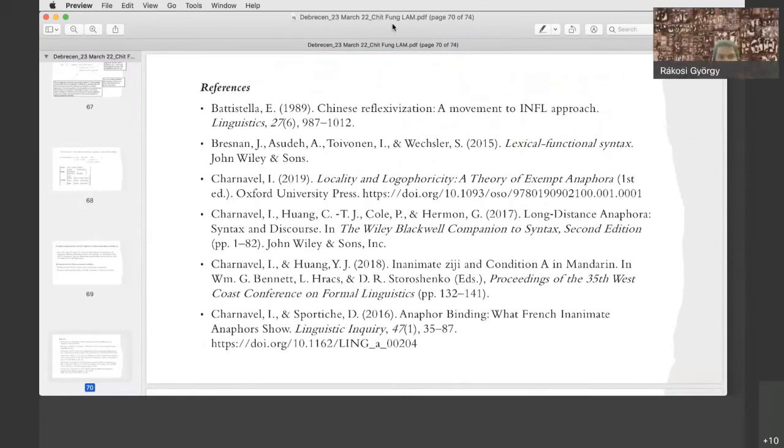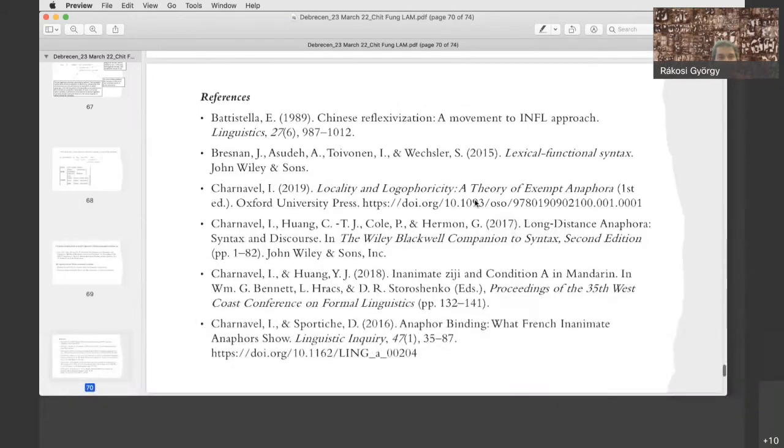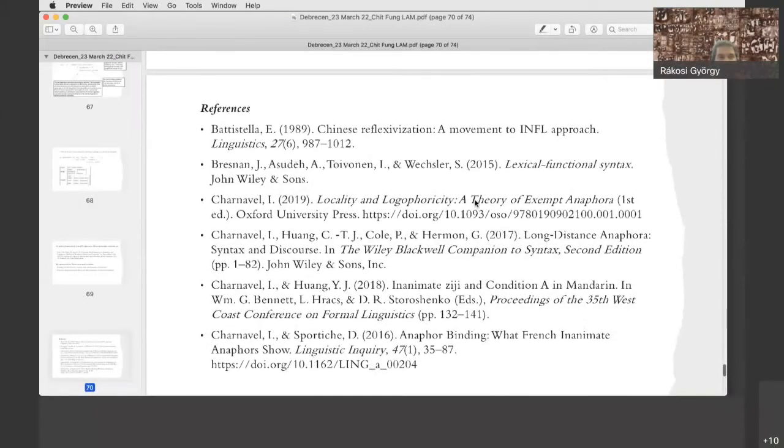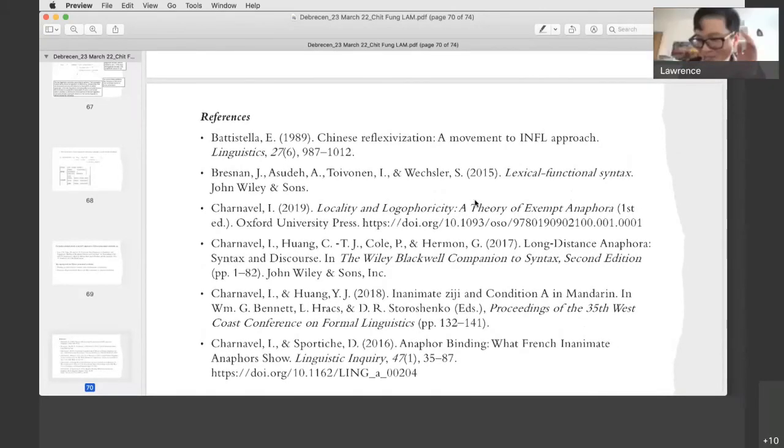Can you hear me? Yes, I can. That was a very interesting talk, and you gave a very good overview, not just of the Chinese data, but of this whole field. I truly enjoyed it. I was wondering if you're going to make this presentation available somewhere, or if you mean it to be public.